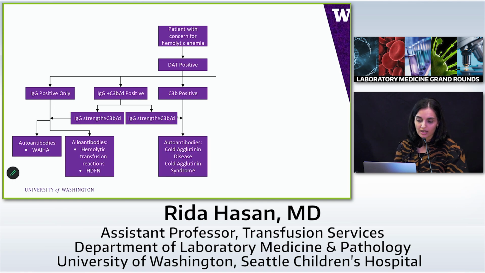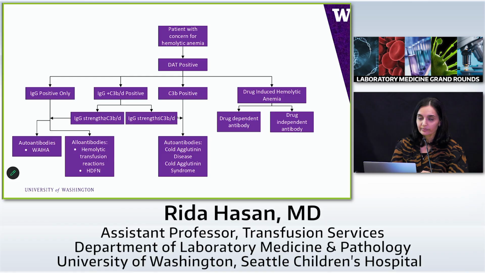On the other hand, if it's only positive for complement, or the complement strength is much stronger than the IgG reaction, then we're thinking about cold antibodies, so things like cold agglutinin disease and cold agglutinin syndrome. And then finally, we don't think about this as much, but drug-induced hemolytic anemia is always on the differential, and that can have two pathways, either a drug-dependent antibody or a drug-independent antibody.